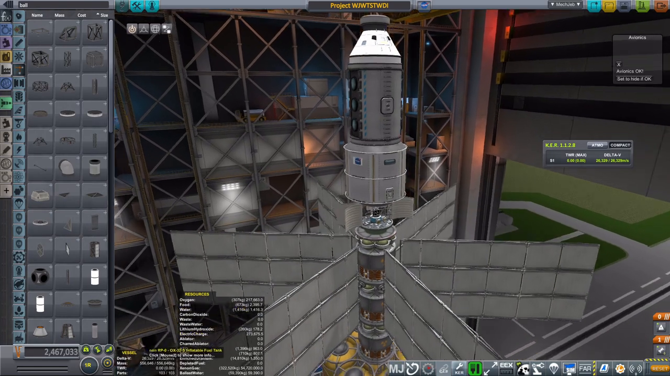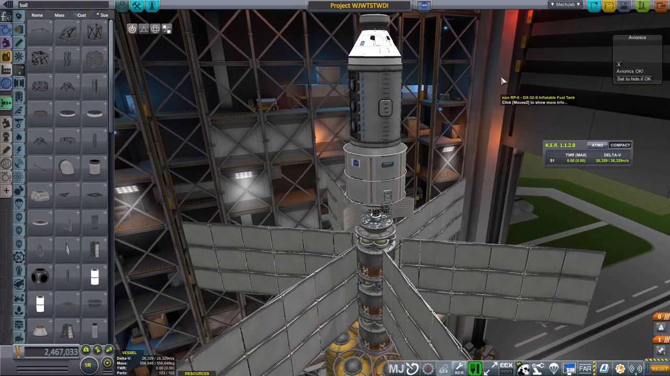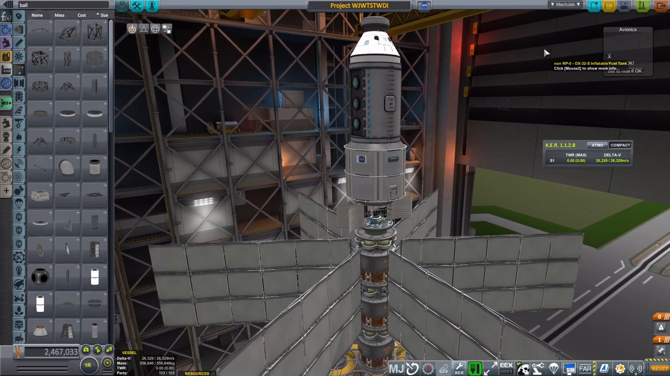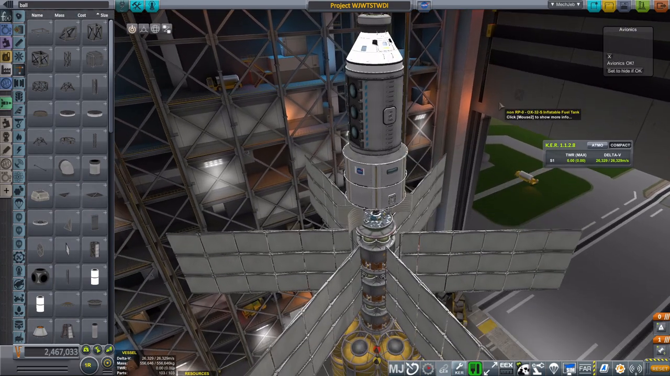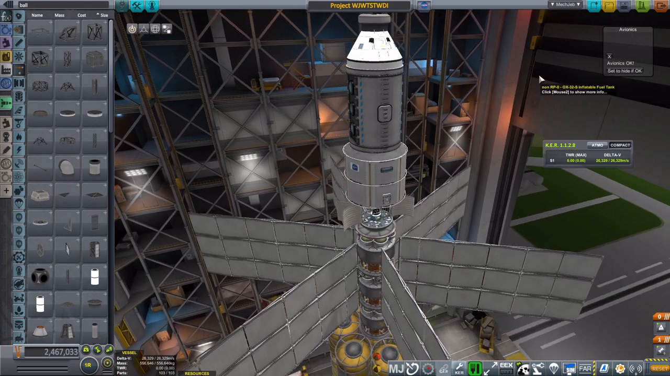Alright, so I'm just going to give you a little bit of an overview of this spacecraft. Not going to get too much into the numbers because I got a little low on time, but I'll try and give an overview of the basics.